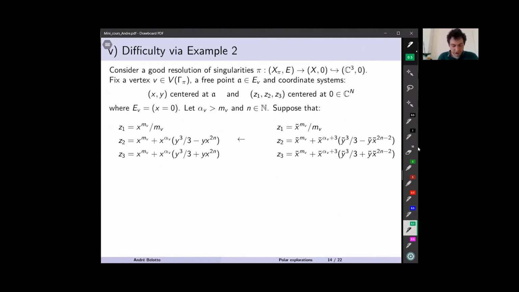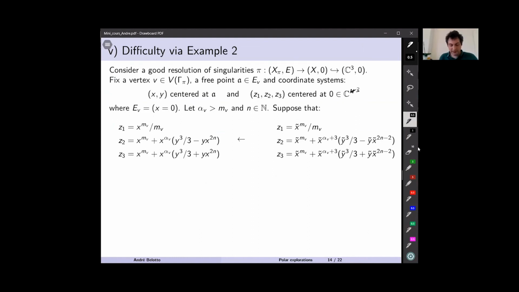So consider a good resolution just as before, C3. I should have the same typo here. We fix a vertex, not the same. We take a point and coordinate systems just as before. So here's 3. So some typos survived.